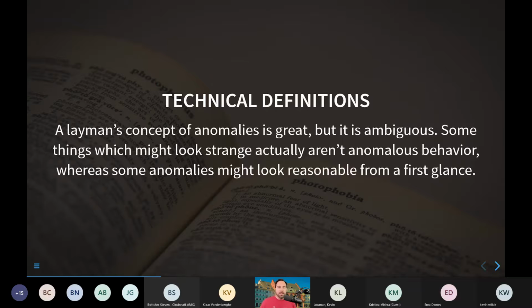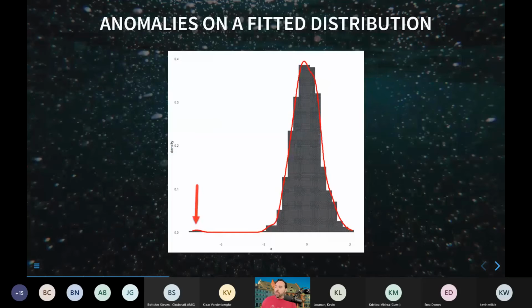So, all right, let's dive into technicals. I already talked about distributions just a little bit. I've mentioned the normal distribution, but we have anomalies on a fitted distribution. We think this curve makes a whole lot of sense. And then there's this little bump out here. This looks weird. It is not in our expectations. It is well outside of our expectations, and it is interesting to us. So it's an anomaly. It does not fit within a certain distance from our midpoint of our fitted distribution.